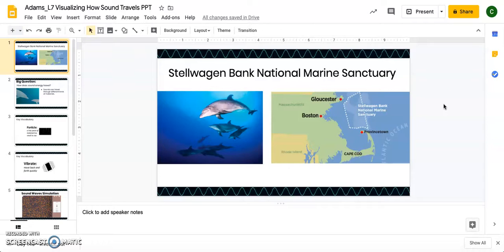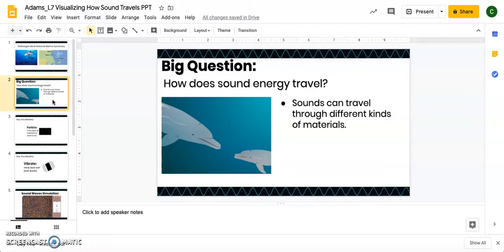So we are going to go ahead and continue talking about the bottlenose dolphins. We are currently answering this big question in our chapter 2. We are trying to figure out, how does sound energy travel? And so yesterday we were able to do some observations. We were able to investigate, and we found out that sound can actually travel through different materials. Yesterday, we found out that sound can travel through your hand by tapping your hand over your ear. We found out that sound can travel through the air by way of our voice.